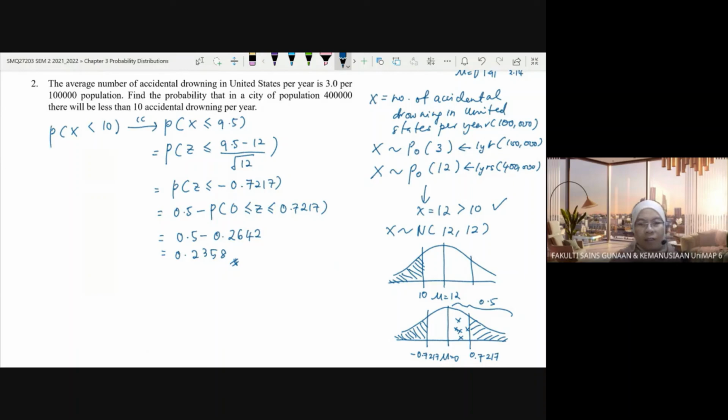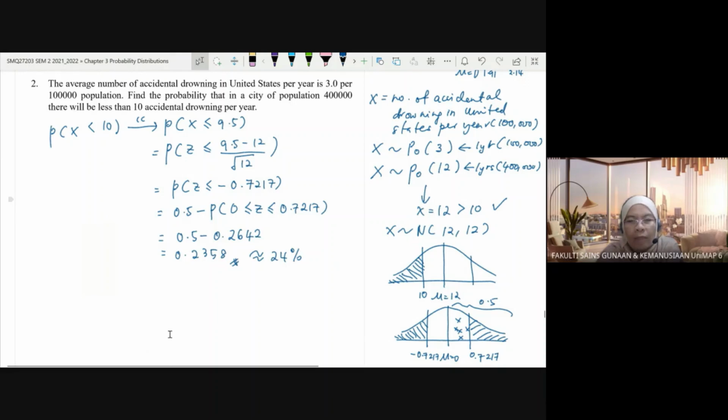So in this case, you will have a small probability value, which is less than 0.5. And we know that in this case, it is more or less 24% if you do the approximation, 24% chance that the event will occur. So this is how we can solve for the normal approximation for the Poisson probability distribution.